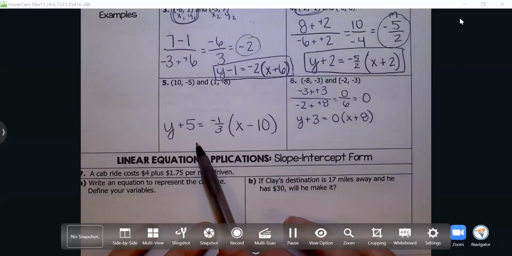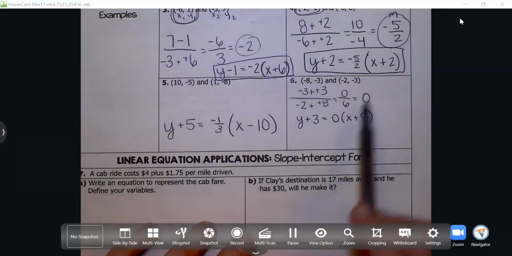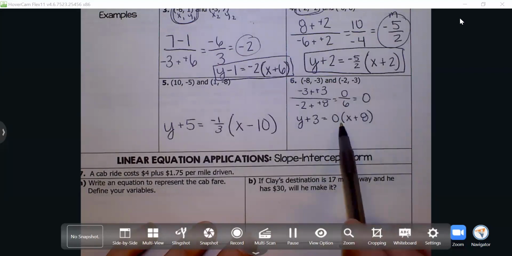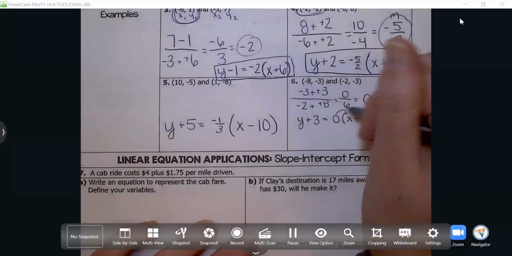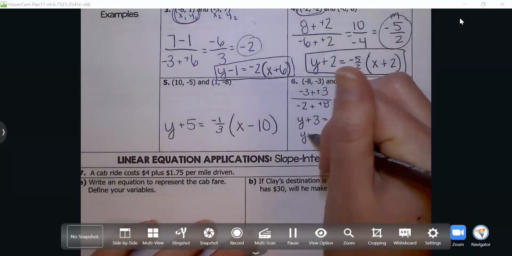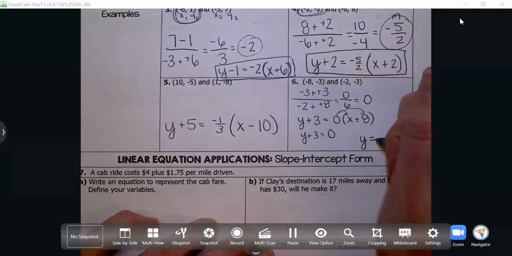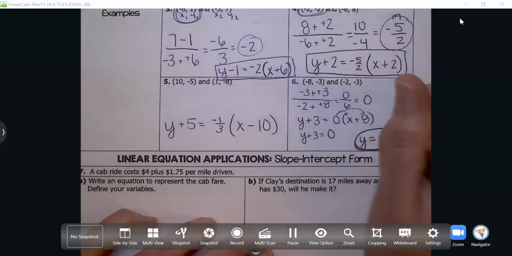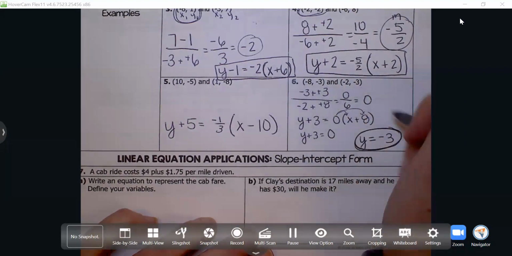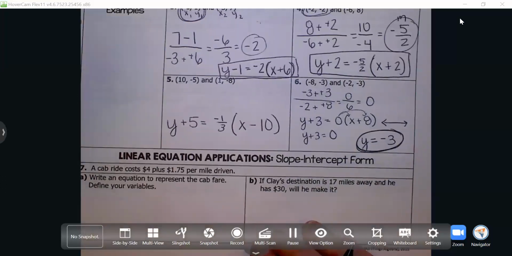This is my answer for number 5. But when you get to number 6, an unfortunate thing happens. We have a slope of 0. Essentially what happens is if I were to distribute that 0 out, I would have y plus 3 equals 0. I no longer have an x. And my actual final equation is going to be y equals -3. There's no slope. I essentially have a flat horizontal line at -3.